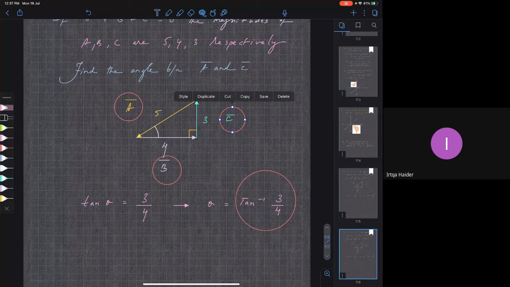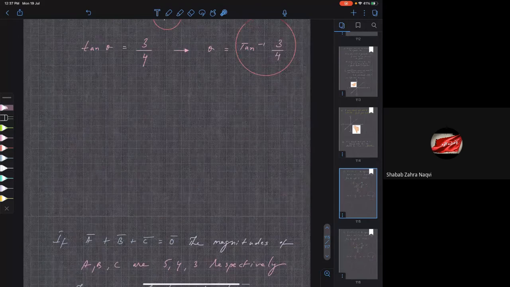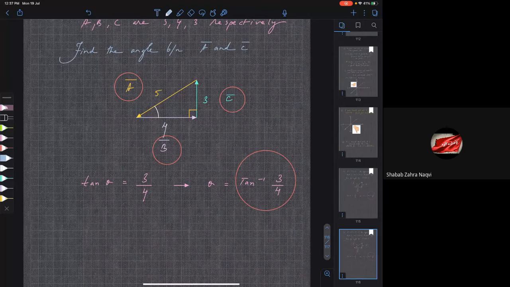So you have to put common tails. See here, tails are already common, so this is theta. But here head and tail are touching. Head is touching tail. So what should I do? I should slide the vector a bar here, right? So I should slide it here. So what will be the angle?